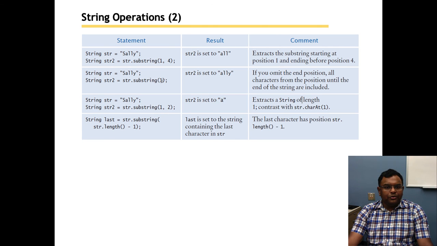So if you do str.substring(1) and you are not providing any number after this, that means it will start from index 1 and go till the last one. So in this case, ALLY will be printed as the substring. And similarly, it will start from index 1 and go till 2 minus 1, that is index 1 itself. So it will be just one character.